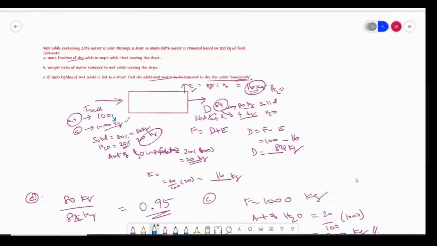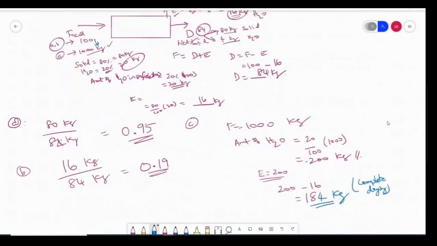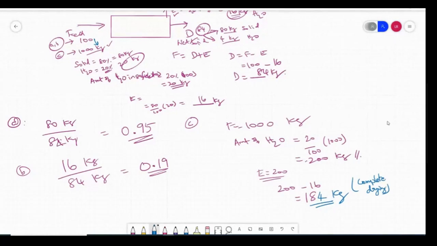Okay, sir, but if we take it like that, if 1000 kg is given, then 80% means we get 160, so 160 is removed. Then the additional water to be removed will become 40, no, sir. Actually, 200 should be removed, but in the case of this dryer, 160 is being removed. So the remaining we need to remove is 40. Like that shouldn't be considered, sir.